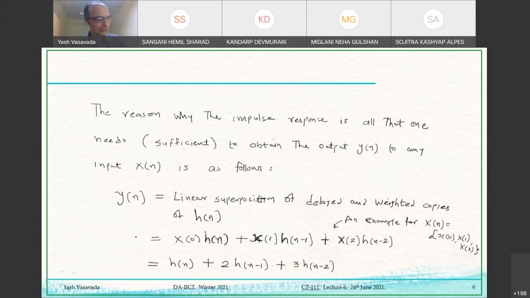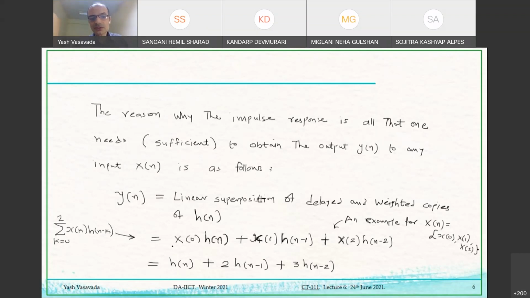Okay. So to be absolutely clear, this equation is nothing but the sum over k equal to 0 to 2 of x of k h of n minus k. This is our convolution formula. And what we are saying is that the output is simply the summation of the impulse response after it gets weighted by the coefficients of x.